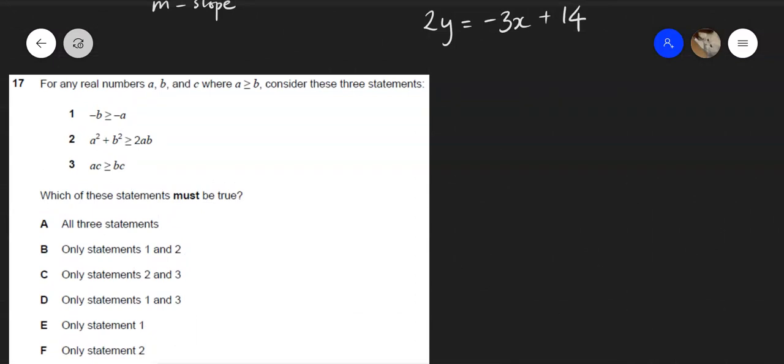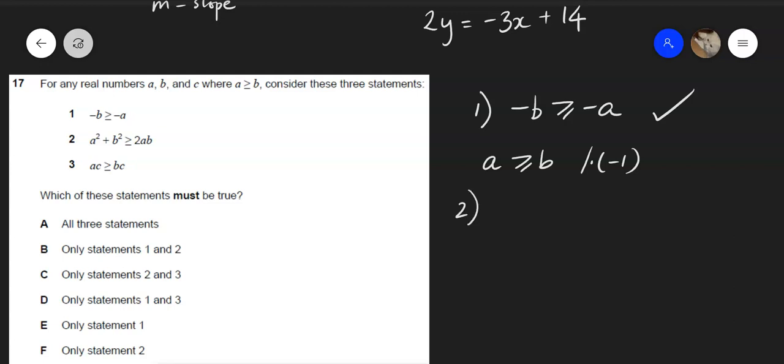We are given three real numbers, a, b, and c. The first statement says that minus b is greater than or equal to minus a. What we've done here, we multiplied each side of the given inequality, a is greater than or equal to b, by negative 1. And when we do that, the sign of the inequality changes, so we can make the conclusion that the first statement is correct.